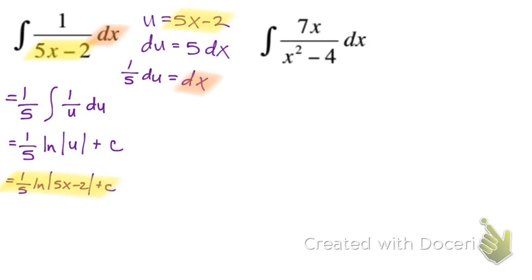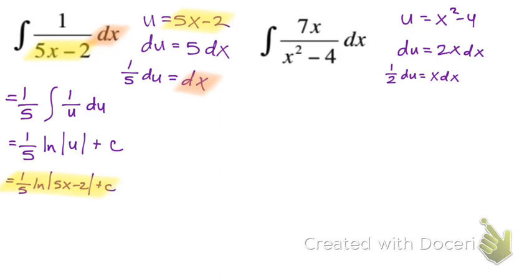For the second one, again, let's look for grouping symbols. In this case, the bottom of the fraction is a nice grouping symbol, so we'll say that u is equal to x squared minus 4. Therefore, du is equal to 2x dx. I don't need that 2 in there, so I'm going to pull it over to the other side. 1/2 du is equal to x dx.